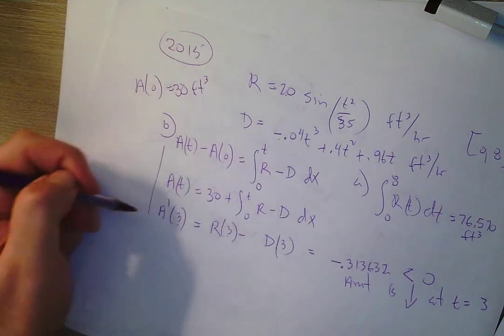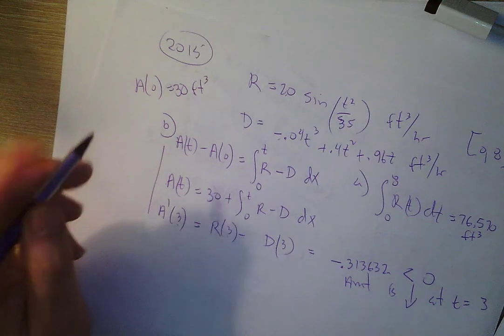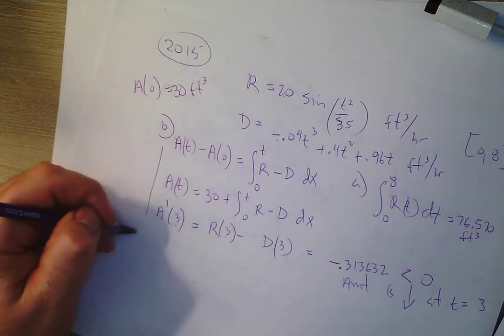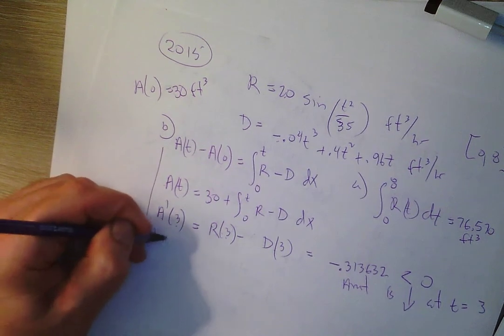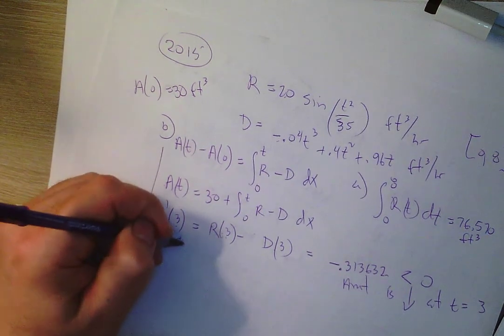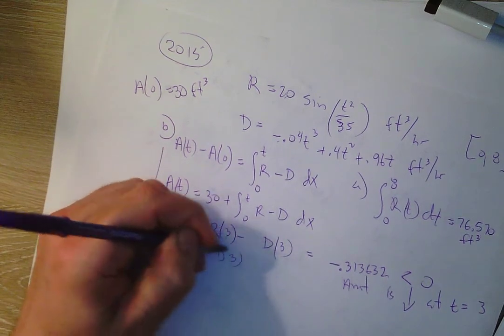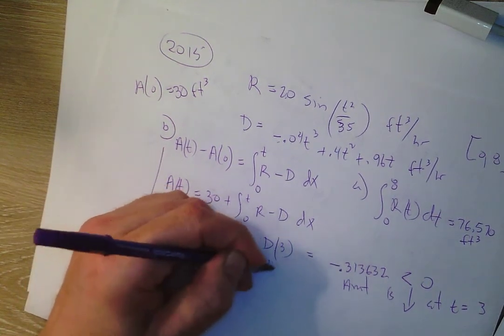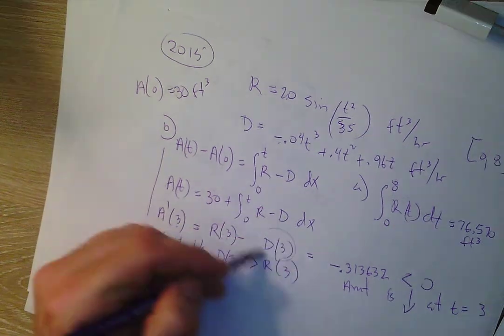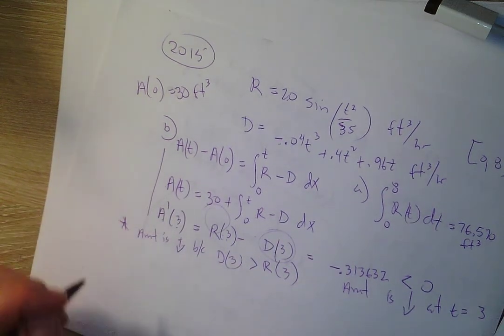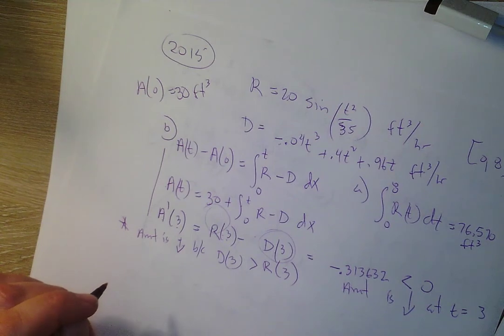This is sufficient reason. You could also say something along the lines of amount is decreasing because d of 3 is greater than r of 3. The amount leaving is bigger than the amount staying. That would also work as a justification.